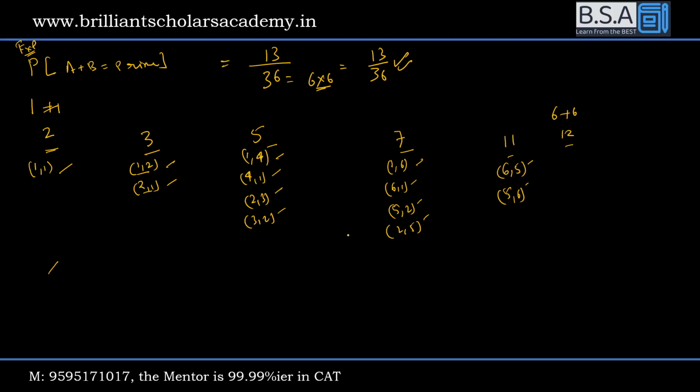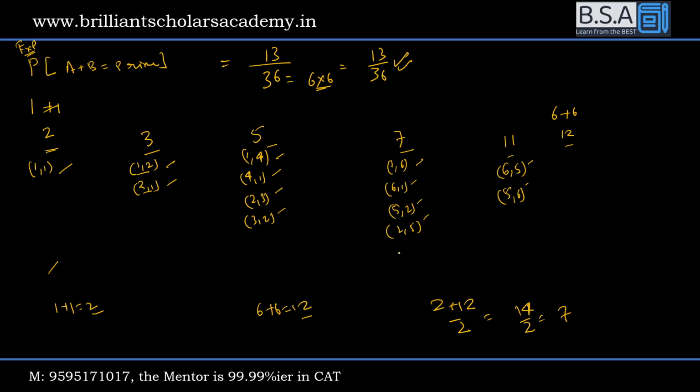One more very good concept I wanted to teach here: the smallest outcome for two dice is 1 plus 1, 2, and the largest outcome is 6 plus 6, 12. What is the average of these numbers? The average is 7.